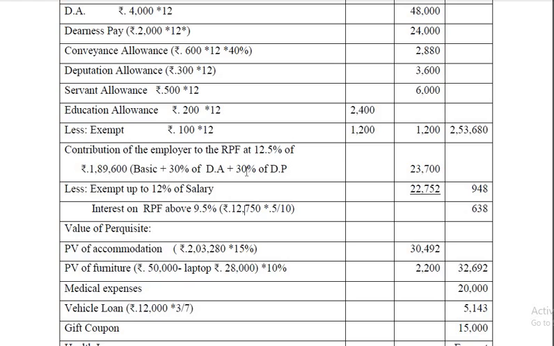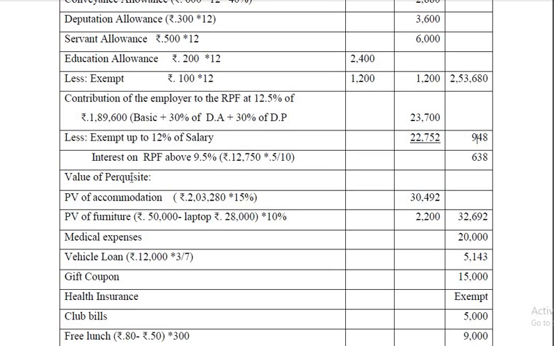In other words, only half percent of 1,89,600 is taxable, and the remaining is exempt. How half percent? 12.5 minus 12, half percent. So I have calculated like this. Even if you directly calculate half percent of 1,89,600, you have to get this value 948.